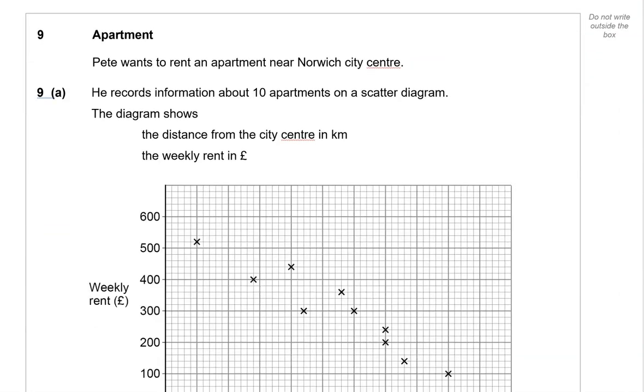Pete wants to rent an apartment near Norwich city centre. He records information about 10 apartments on a scatter diagram. The diagram shows the distance from the city centre in kilometers and the weekly rent in pounds.